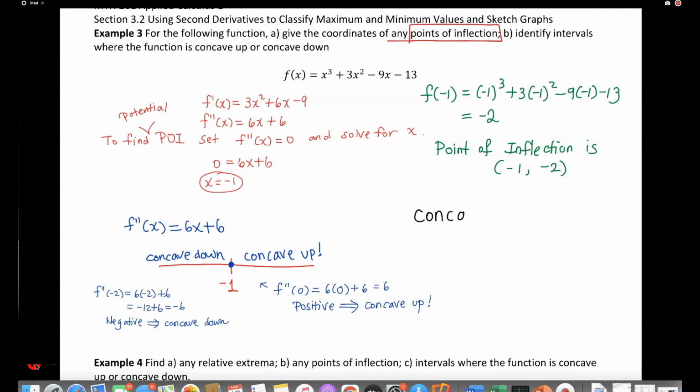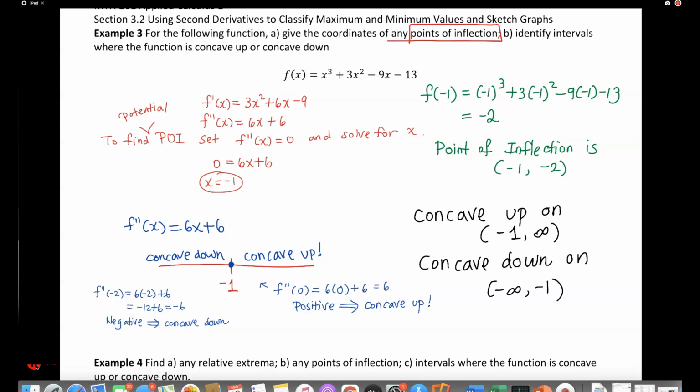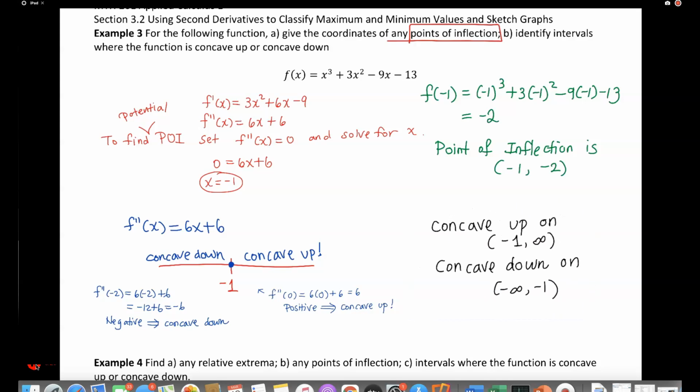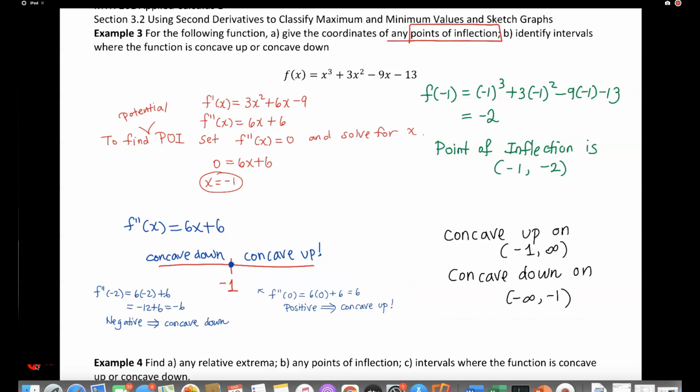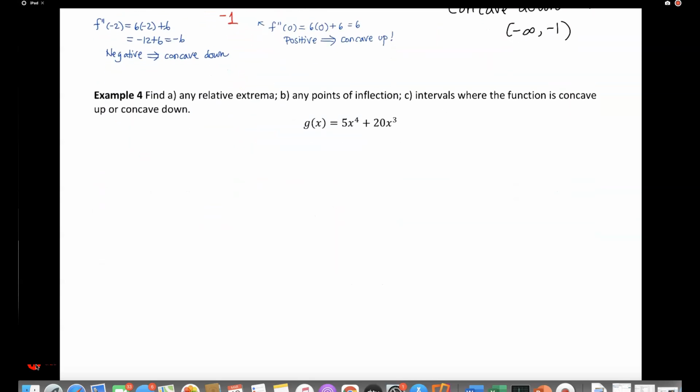Concave up on -1 to positive infinity, and concave down on -infinity to -1. So we had to tell them the concavity of this graph, but that was part of my work while I was trying to find that point of inflection. So that's it for this example. I believe I will come back and do example 4 in another video.